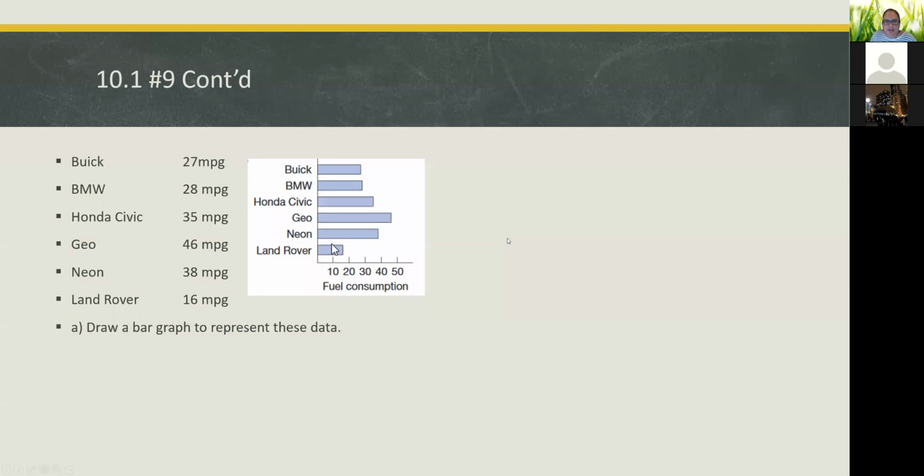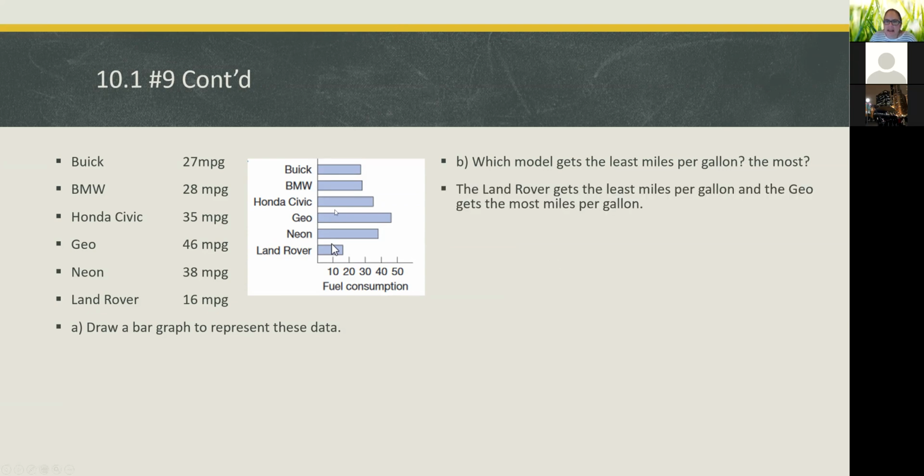That's my bar graph. And then part B asks which model gets the least miles per gallon and which one gets the most. And that's pretty easy to see that the Land Rover gets the least miles per gallon and the Geo gets the most miles per gallon. And I don't know when they came up with this question because I don't think they make Geos anymore, but that's okay.